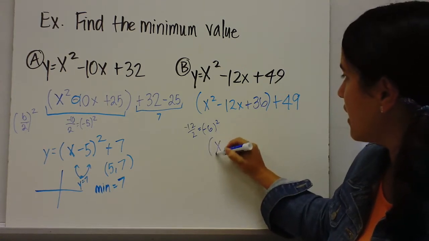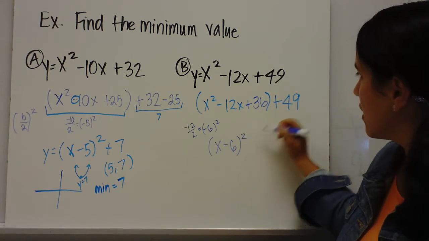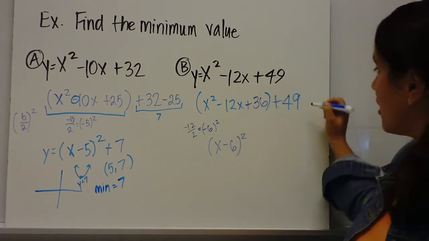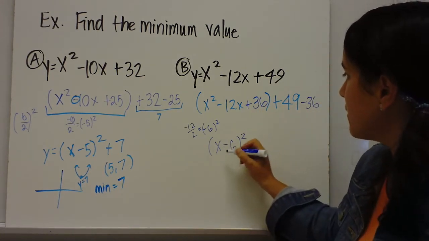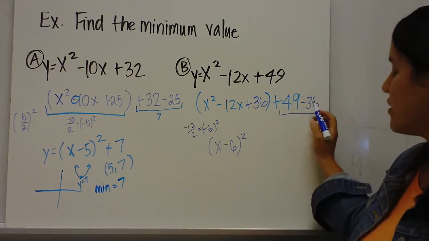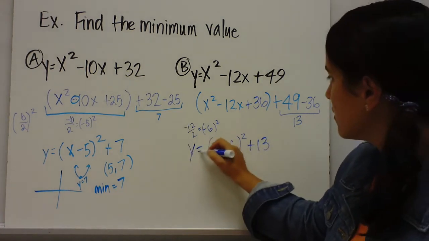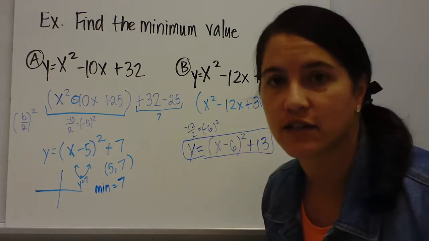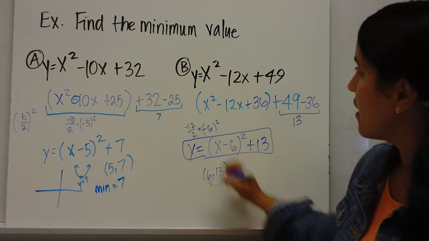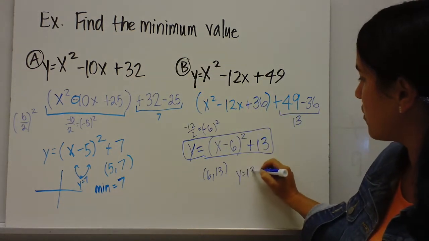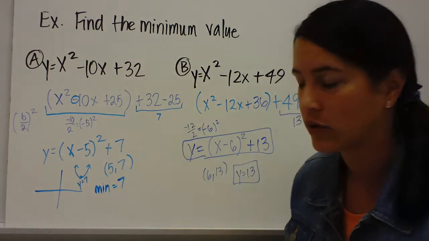I can rewrite it as x minus 6 squared. Oops, sorry, I forgot a step. Because you added 36 right here, we need to take 36 away out here. Plus 36 here, minus 36 out here. 49 minus 36 is 13. So plus 13. So there it is in vertex form. So my vertex is 6, 13, and my minimum value is y equals 13. That is the minimum value because that is the lowest that this parabola will go.